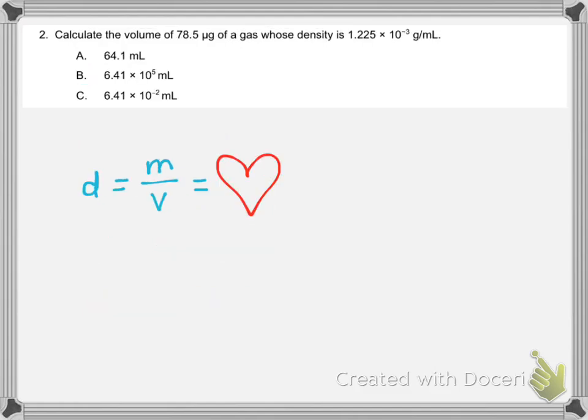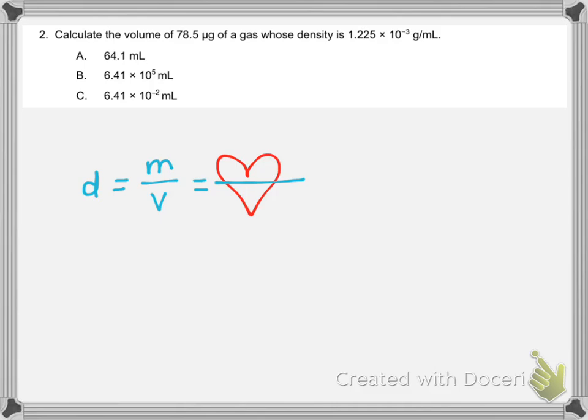Okay, for number 2, we're meant to calculate the volume of a gas given its mass and its density. And so we know density is mass over volume, because we love density so much that maybe we hugged it a little too hard and split that heart in half. And see that m over V.